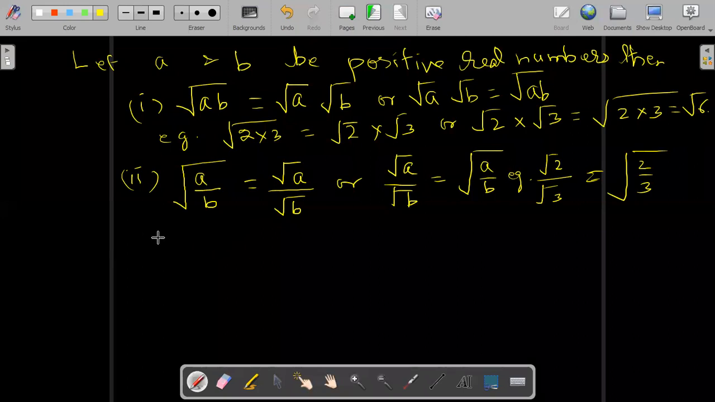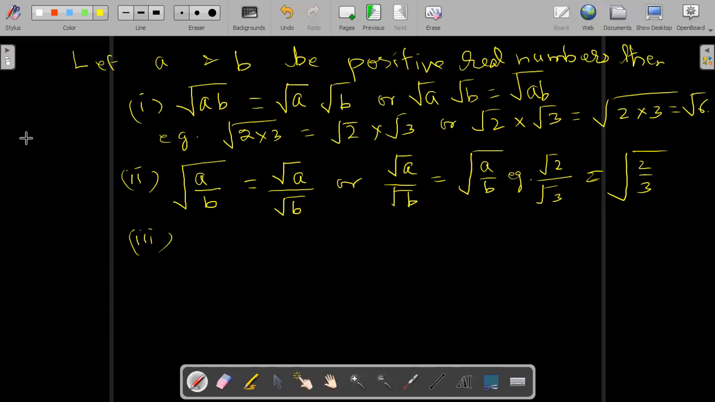Similarly, we have some more formulas which we can use directly, but that are based on the previous formulas that you have studied already: (a plus b) into (a minus b) is equal to a square minus b square. You must remember this formula. Anytime it can be used.